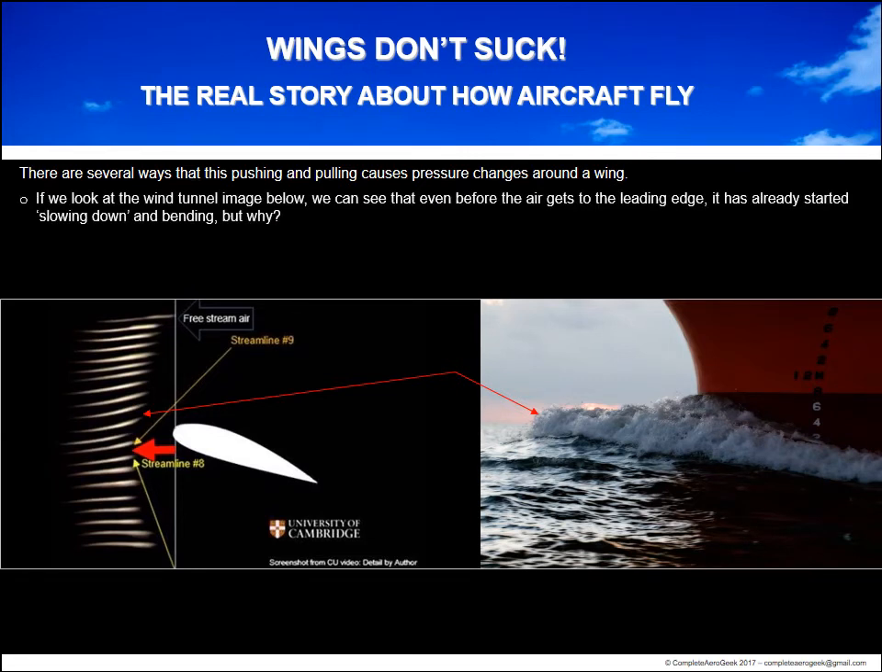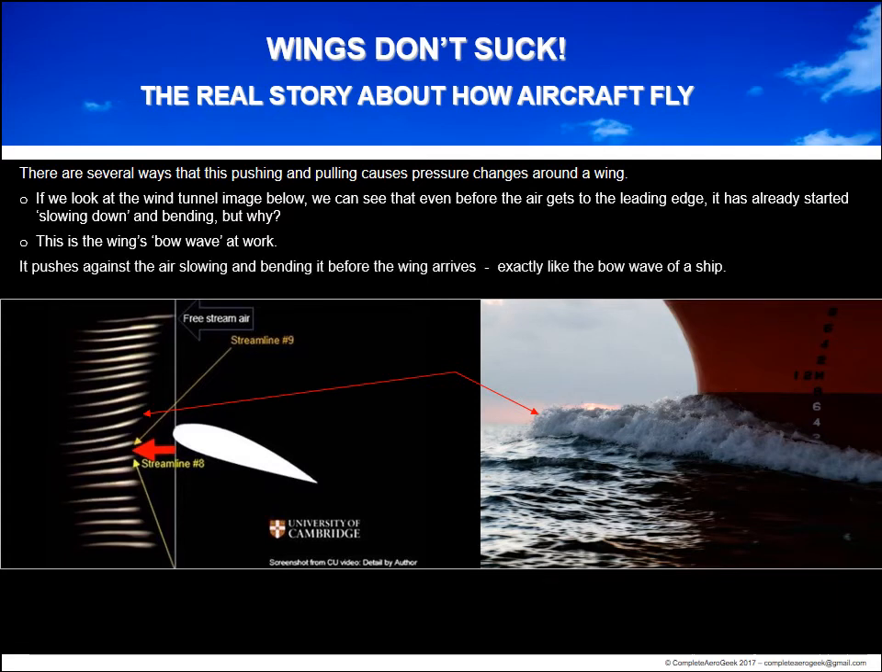If we look at the wind tunnel image below, we can see that even before the air gets to the leading edge, it has already started slowing down and bending. But why? This is the wing's bow wave at work. It pushes against the air, slowing and bending it before the wing arrives, exactly like the bow wave of a ship. This shows again that the air is slowing down, not speeding up, as it approaches the wing.